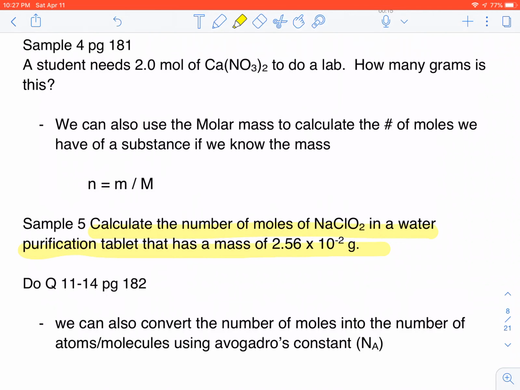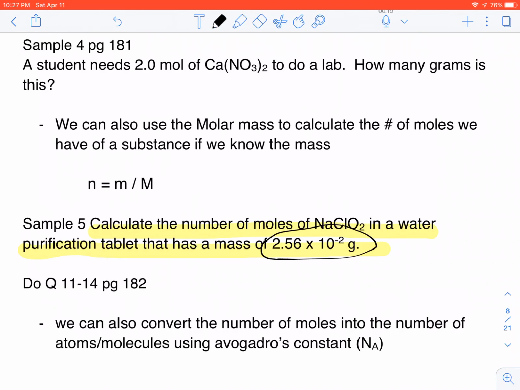So I take one of these tablets of sodium chloride and I drop it into my water bottle. I wait 30 minutes and then the water is good to drink. I know even if the water in the lake was dangerous, that pill will clean it up for me. Now it tells me that the pill has a mass of 2.56 times 10 to the minus 2 grams, or 25.6 milligrams. Okay, now, the question is, how many moles of the chemical are actually in that pill?